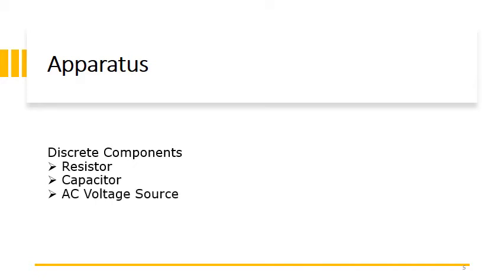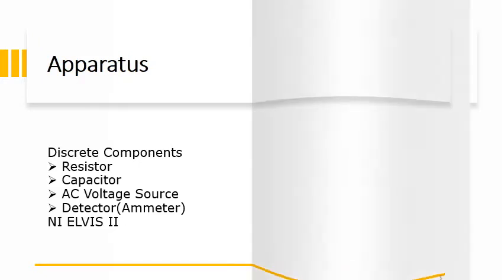Next, we move towards the introduction to the apparatus. As this experiment is totally based upon discrete components, we will have only discrete components consisting of resistor, capacitor, AC voltage source, detector, that is an ammeter, and NI Elvis board 2, and of course the NI Elvis instrument launcher software.